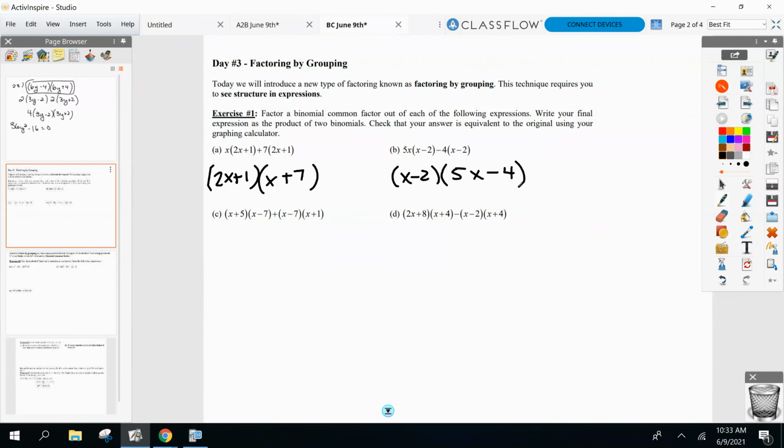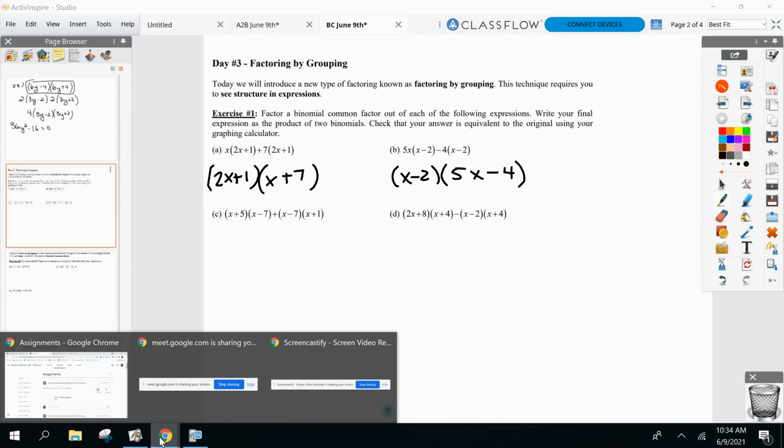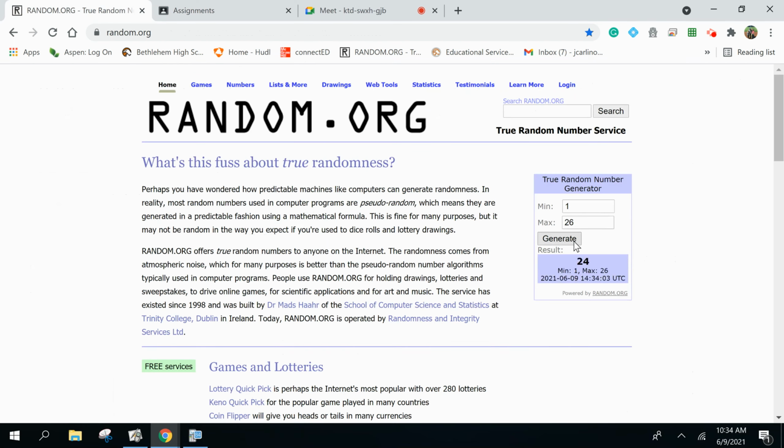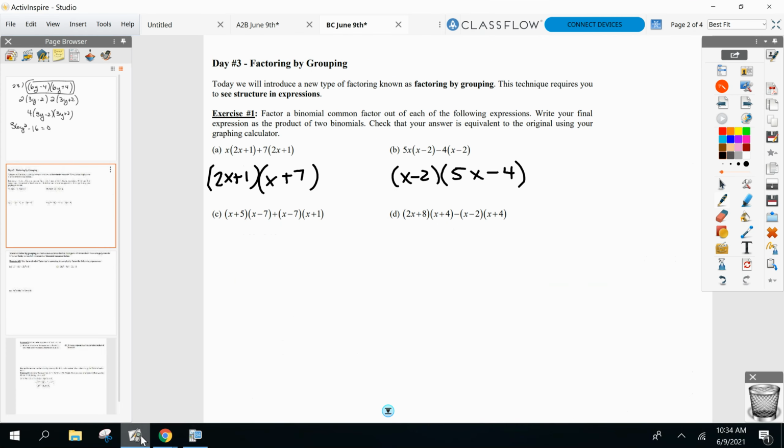So I'm just trying to show you, and this will lead into grouping in a second, because this is a part of grouping, that you can take out more than a variable and a number. All right, ready for part C, this big dog? What's common on both sides? What can I take out as my GCF here? Emily, what can I take out on both sides? x minus 7. Good job.